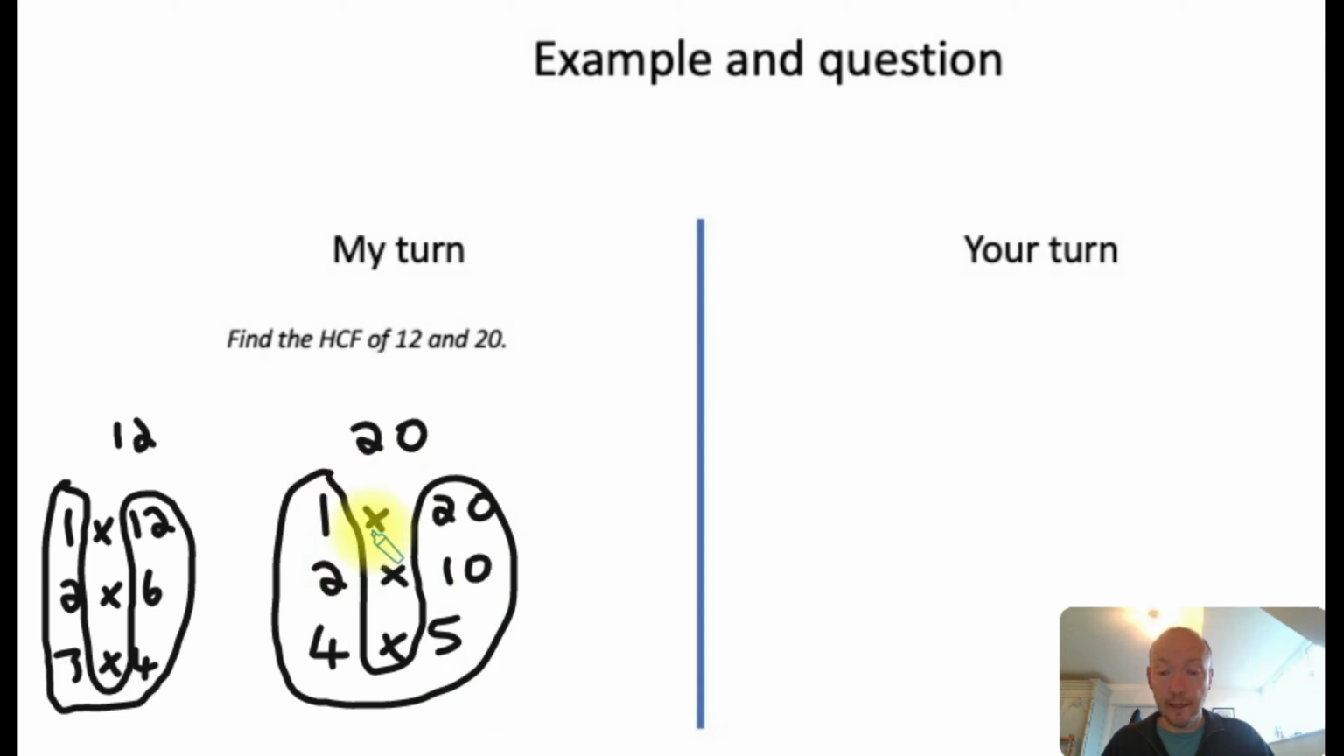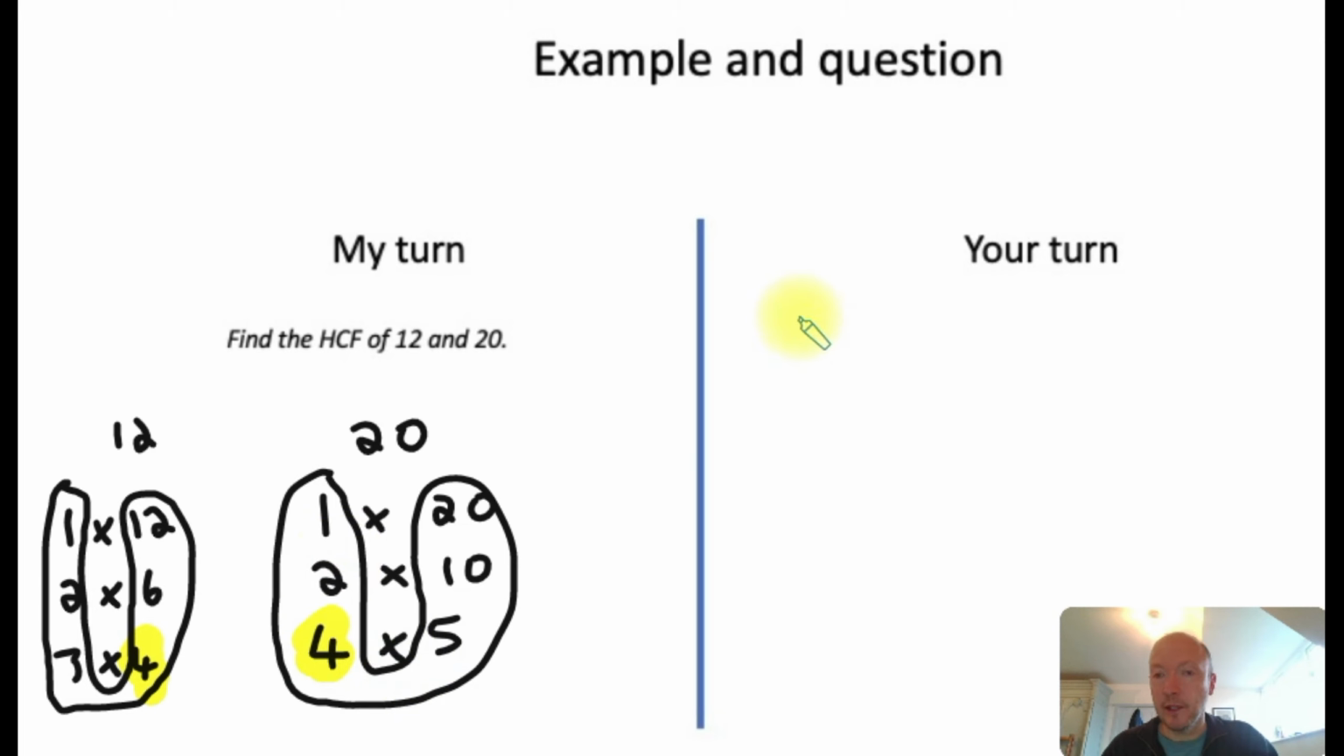And what can we see? Well, if we look here, we can see that we've got some common factors. We've got numbers that are in the factors of both. So 1 is a factor of both, 2 is a factor of both, but the highest common factor is 4. 4 is the biggest number that is a factor of both numbers.